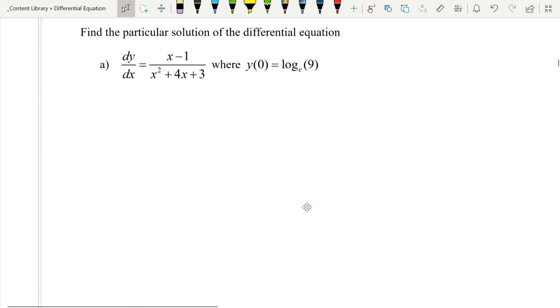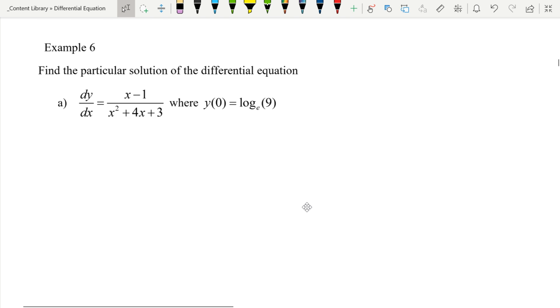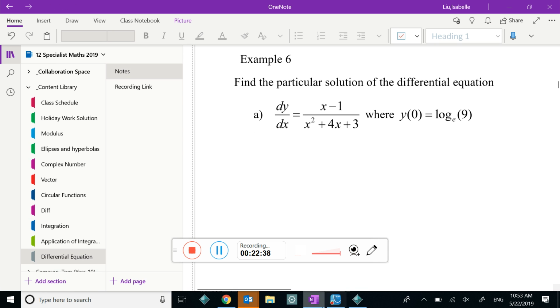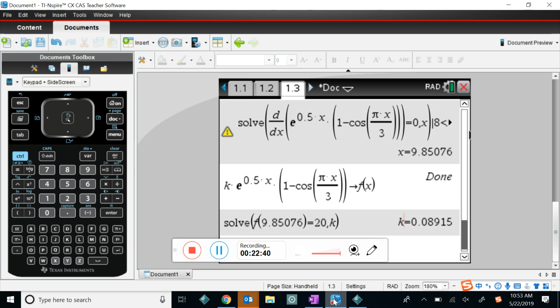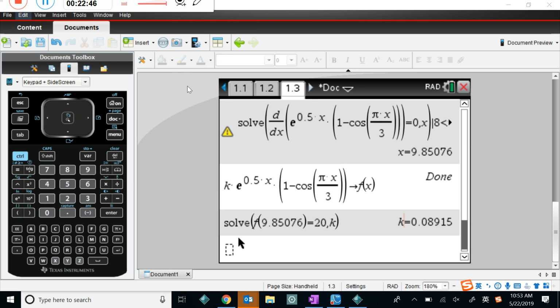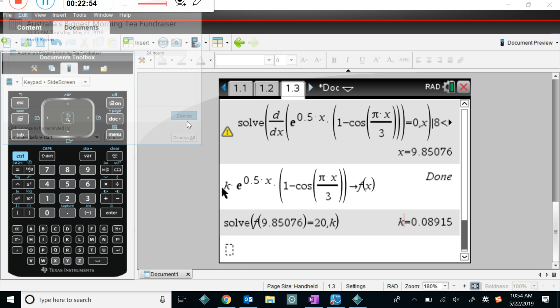I'll do A and I will do C with you by using CAS. We have something called differential equation solver. Differential equation solver, and I want you to write this down.